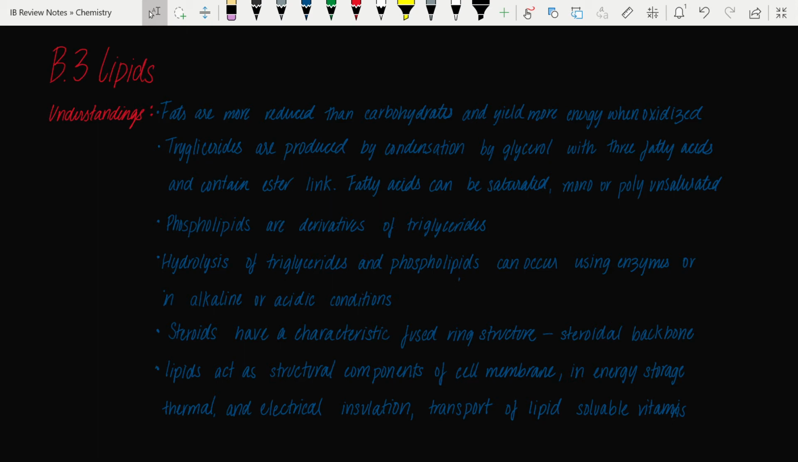Alright, so today we're going to be talking about lipids. Lipids are categorized as fats and oils or triglycerides, steroids, and phospholipids. These are the understanding of this unit, so you can just pause the video and look over it to make sure you know what we need to know for this unit.